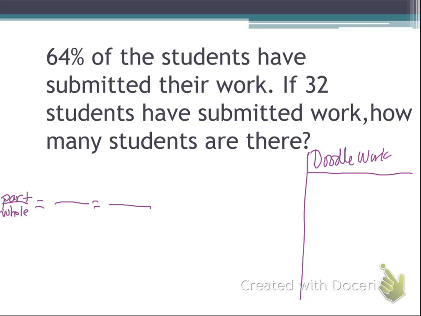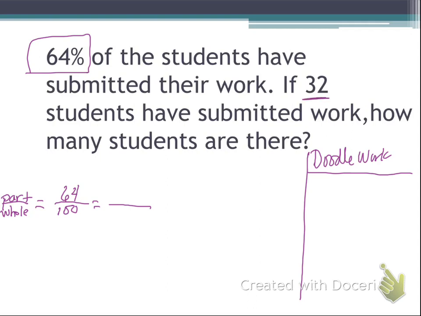Once we have that, we next need to fill in our percent ratio. The percent that they give us in the problem is 64%. So we're going to write that as a fraction. 64% means 64 out of 100. Now here it says 64% have submitted their work. Well, since that's not 100%, we know that that is less than the total number of students.